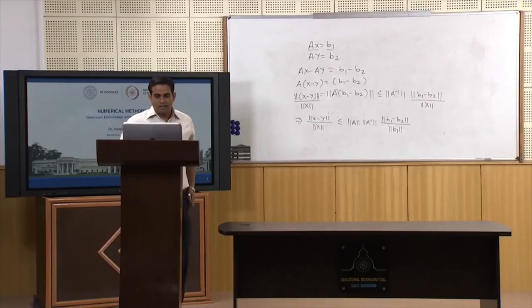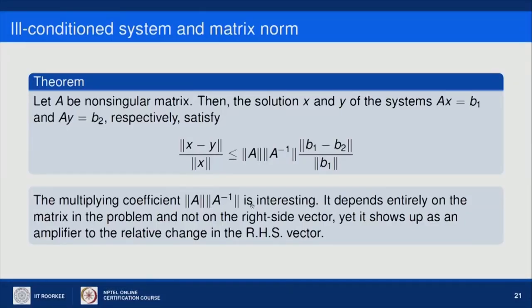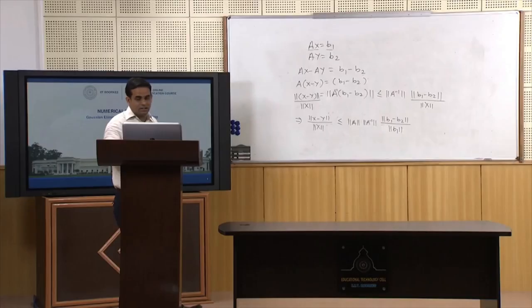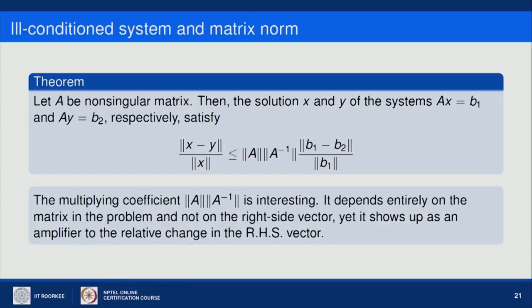Here we can see that the multiplying coefficient, norm of A into norm of A inverse, is interesting. It depends entirely on the matrix in the problem and not on the right hand side vector, yet it shows up as an amplifier to the relative change in the right hand side vector. So, if norm of A into norm of A inverse has a higher value for a matrix, there will be a large change in the solution due to a small change in the right hand side vector. And hence, the system will become ill conditioned.